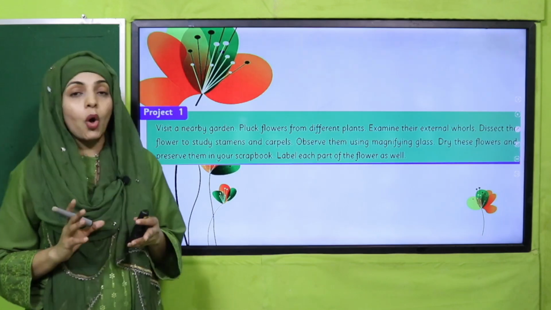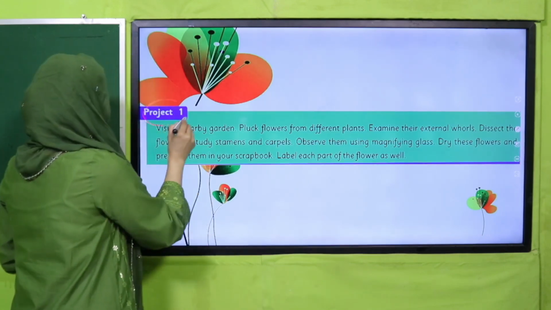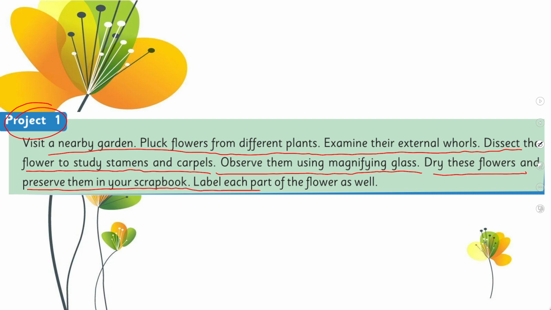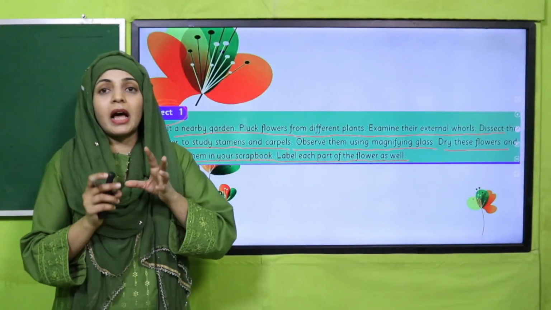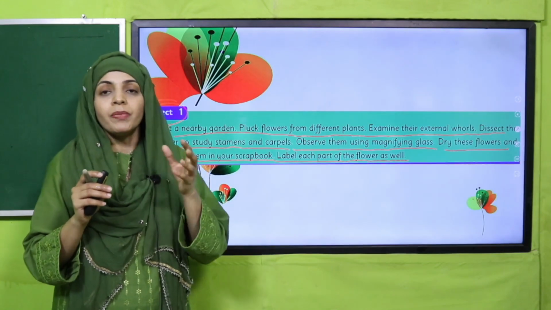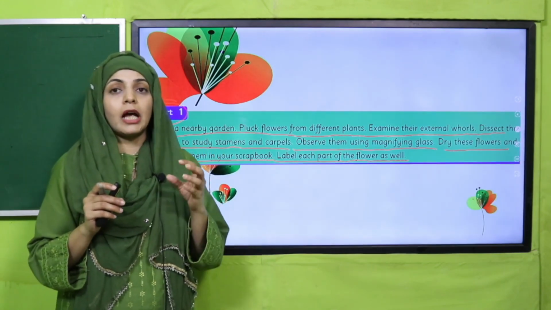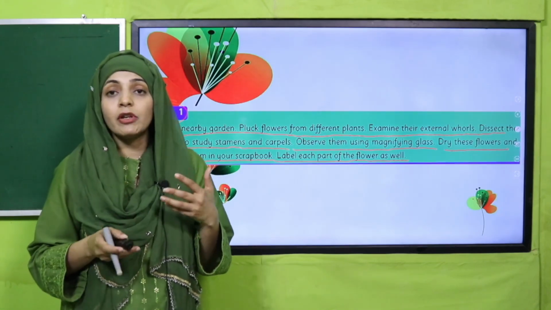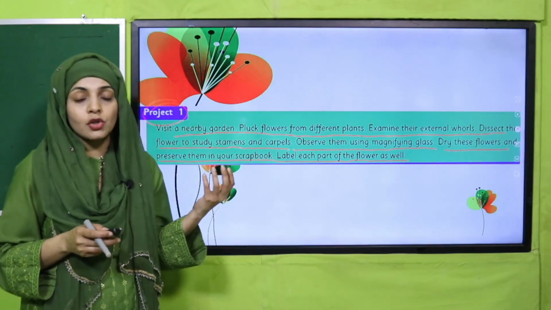So my dear students, you will also perform a project. Project number 1: visit a nearby garden, pluck flowers from different plants, examine their external whorls, dissect the flower to study stamens and carpels, observe them using a magnifying glass, dry these flowers and preserve them in your scrapbook, and label each part of the flower as well. So my dear students, just like I performed the experiment using a magnifying glass and a flower, and I dissected and showed you different whorls of the flower, and I showed you the female and male parts of the flower, similarly, you will also dissect the flower and have a look at different parts of the flower and follow the instructions of the project.